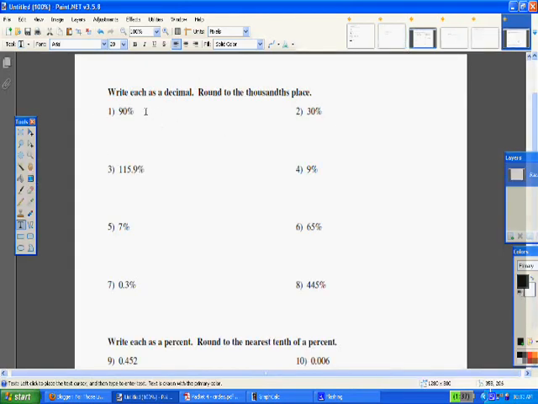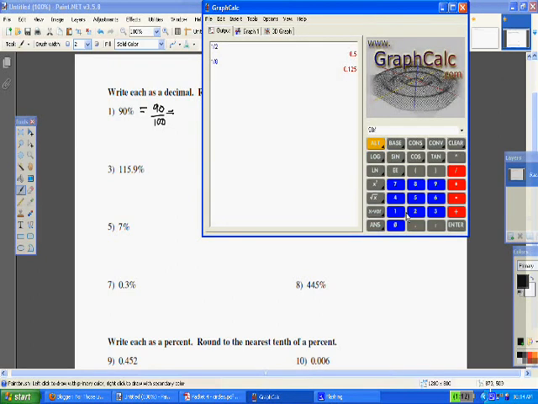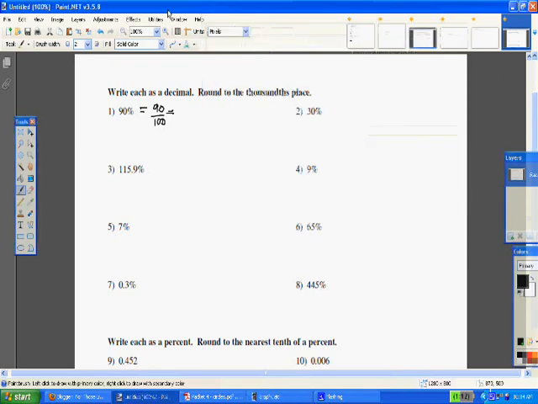So number 1 says 90%, and 90% as a fraction is simply 90 out of 100. And when you go from fractions to decimals, all you have to do is divide 90 by 100. When you plug this into your calculator, you should get 0.9.